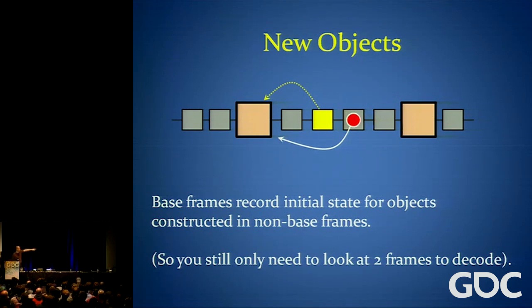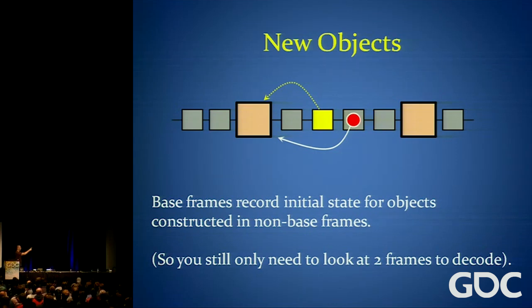We want to seek to frame 137, and its base frame is frame 120, right, off to the left, not to scale. And the frame before that, you actually constructed a new object. So it's in frame 136, it's in frame 137, it's not in frame 120. So if you go to apply this diff, it's not there, right?